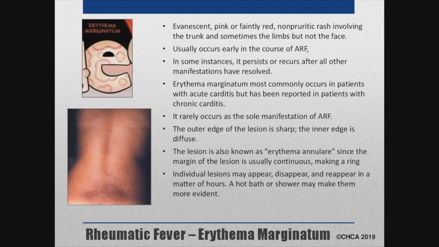The outer edge of the lesion is sharp. The inner edge is diffuse, so you can see the picture here to the left. The lesion is also known as erythema annulare, since the margins usually make a ring-type shape. The individual lesions may appear and disappear and reappear in a matter of hours, and a hot bath or a shower can make them more evident.